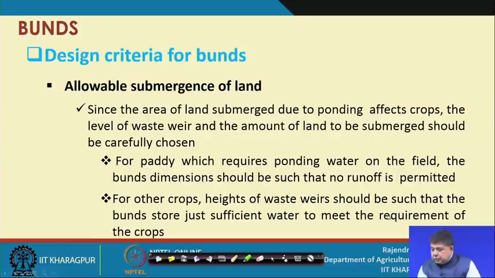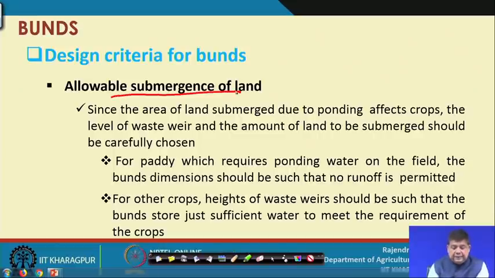Then coming to the design criteria for bunds, there are certain design criteria which we must always remember. One is the allowable submergence of land. Since the area of land submerged due to ponding affects crops, the level of waste weir and the amount of land to be submerged should be carefully chosen. So, obviously, we should allow only a limited area to get submerged under different conditions.